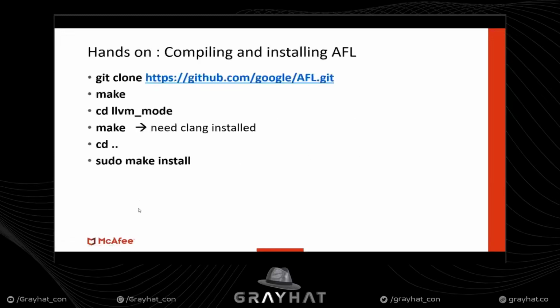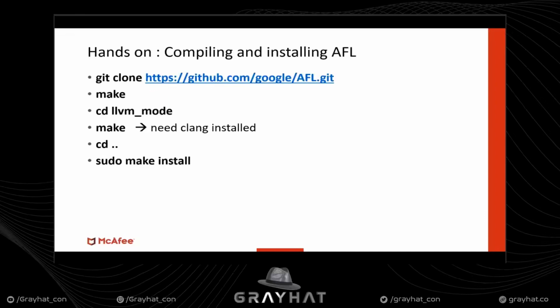The first thing we will do is see how we compile and install AFL on our system. I hope that all the attendees have a Linux VM ready. I am using Kali Linux. If you have Kali, that is better, but any Linux variant will work. First thing you need to do is download AFL. In case you have not downloaded it already, you can run this command: git clone https://github.com/google/AFL.git on your system, and then you need to run make.